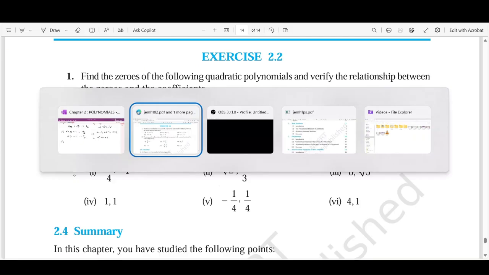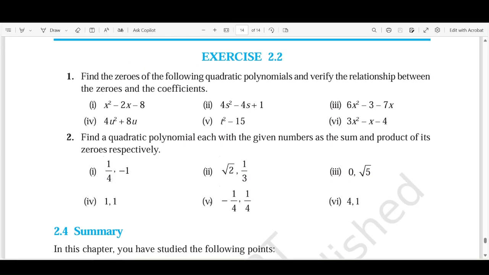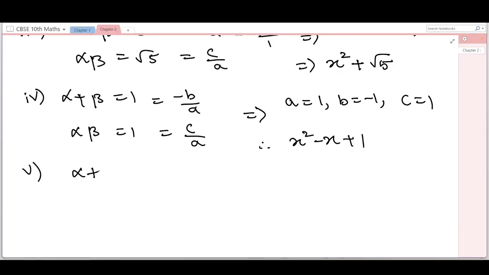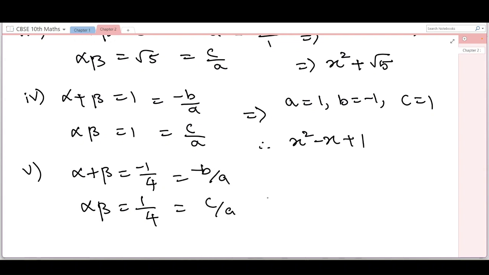Fifth one, sum equal to minus 1 by 4. Product equal to 1 by 4. Minus b by a, c by a. So from this what we can conclude is a equal to 4, b equal to 1, c equal to 1. Therefore, the required quadratic polynomial is 4x square plus x plus 1.